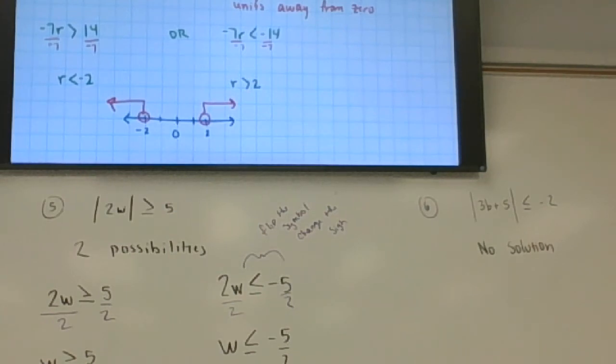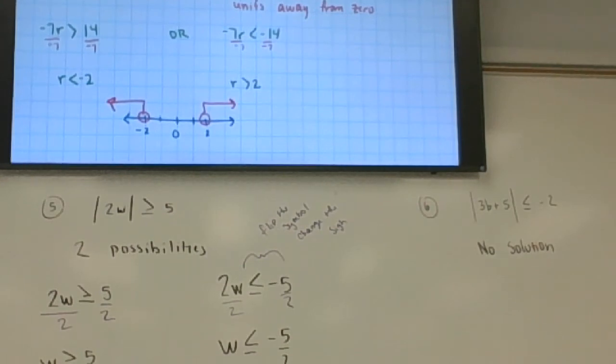Oh, I forgot to flip it. You flip it when it's a negative? When you look at a negative, yes. When you do an absolute value, you do the positive first, and then you have to make it a negative to get the second one, so you flip it.